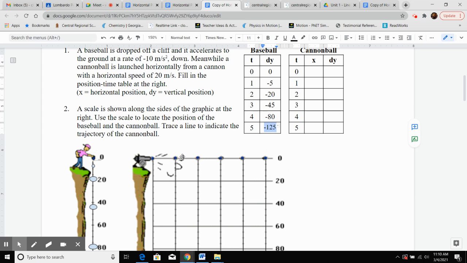So this cannon shoots the ball out, and there's nothing behind it. Once the ball leaves the barrel, there's nothing behind it pushing it to cause it to accelerate. And if there's no air resistance, there's nothing basically causing it to slow down. So it's going to move at a constant speed.